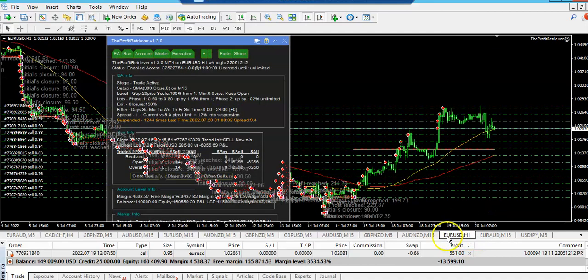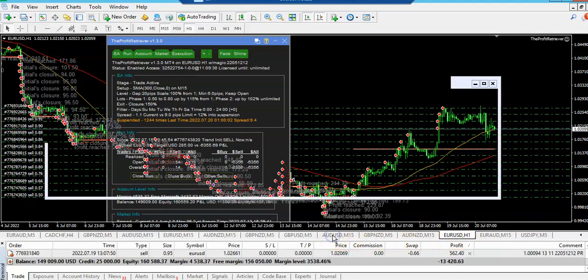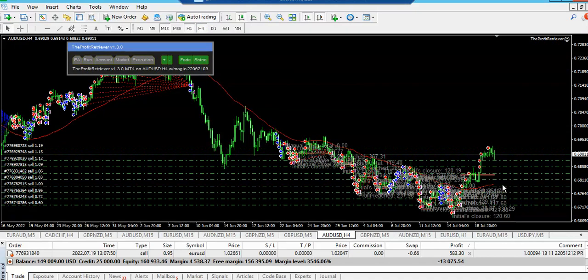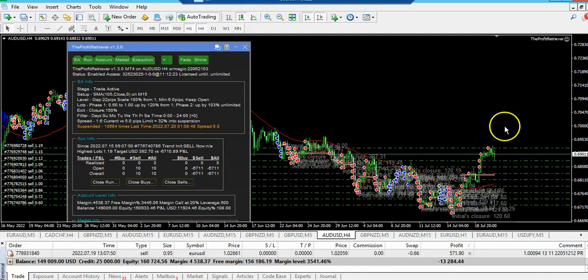But at the moment, my Euro US dollar and my Aussie US dollar are at big losses. Well, not losses, drawdowns. But sometime, this will come down to this line and will cash in. If it doesn't, and it goes even higher, it will open up even more positions. But what will happen is this red line, the profit line or target, will move up.